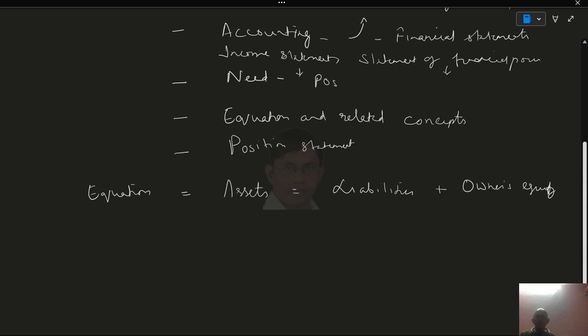Owner's equity is also known as capital. So assets is equal to liabilities plus capital. Now you need to understand what are assets, what are liabilities, what is owner's equity. All these things you need to understand. This is the first thing you need to understand.